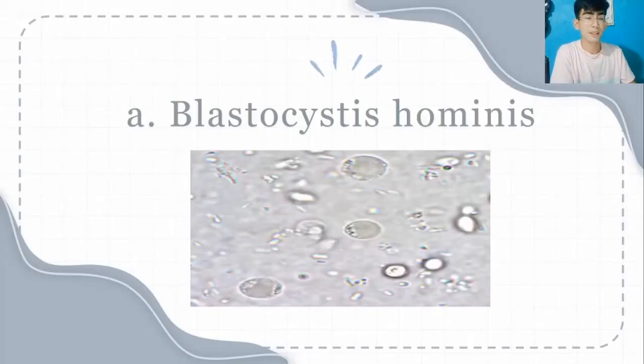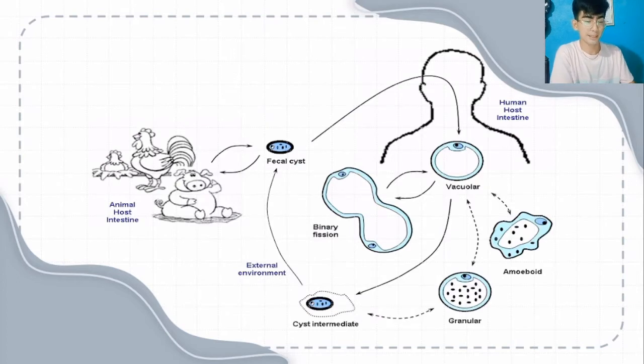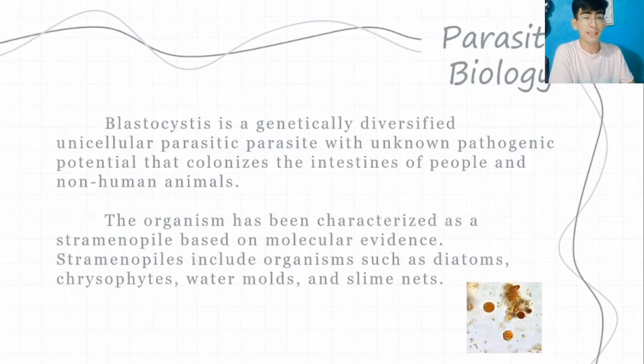Blastocystis hominis. Parasite biology. Blastocystis is a genetically diversified unicellular parasite with a known pathogenic potential that colonizes the intestine of people and non-human animals. The organism has been characterized as a stramenopile based on molecular evidence. Stramenopiles include organisms such as diatoms, chrysophytes, water molds, and slime nets.